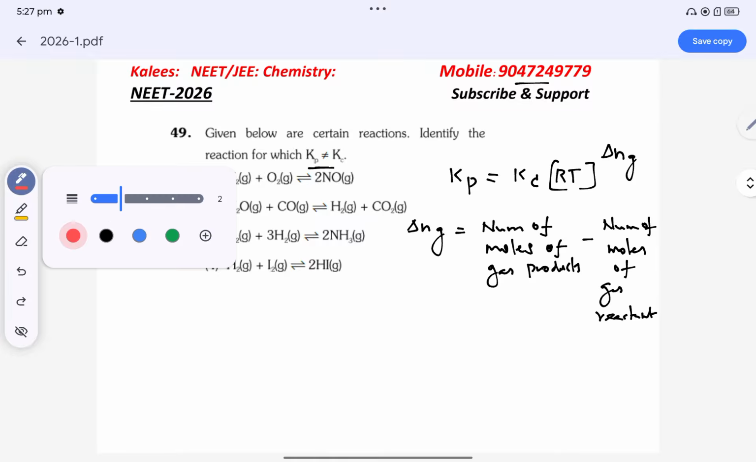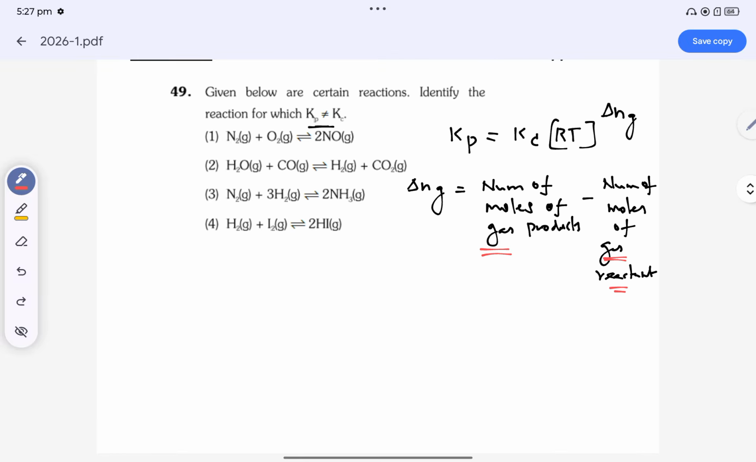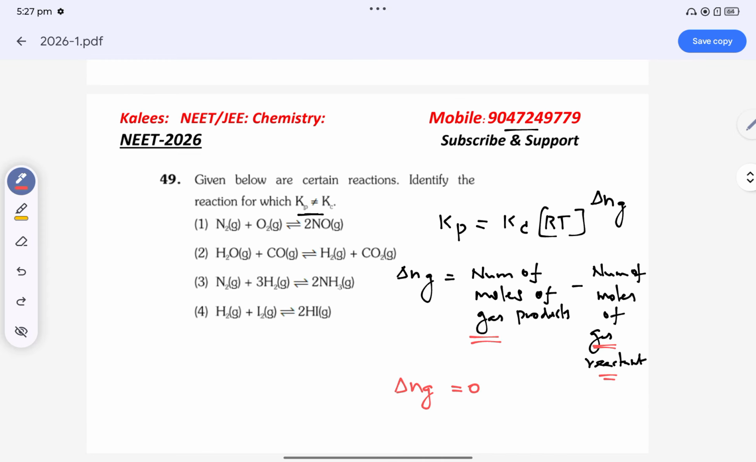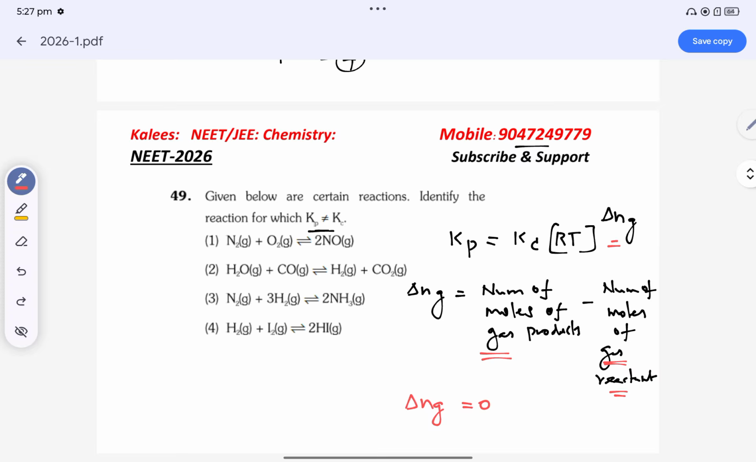Okay, very important. The gaseous state is mostly considered. Once this value is found to be 0, that is, delta n(g) is 0, what will happen here? Write it. Kp is equal to Kc. You write this entire value, RT power 0, so Kp will become equal to Kc. Ultimately, Kp becomes equal to Kc.